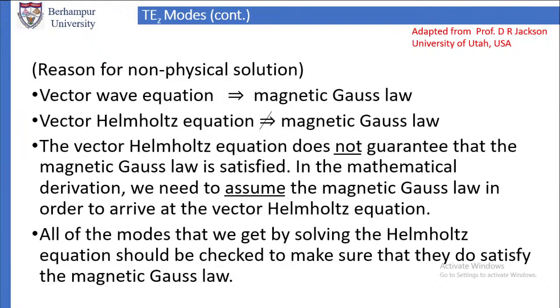So all the modes that we get by solving the Helmholtz equation should be checked to make sure that they do satisfy the magnetic Gauss law. Unless they satisfy the magnetic Gauss law, that is not a solution. That mode is not a solution. So the mode m is equal to n is equal to 0 is not a solution.